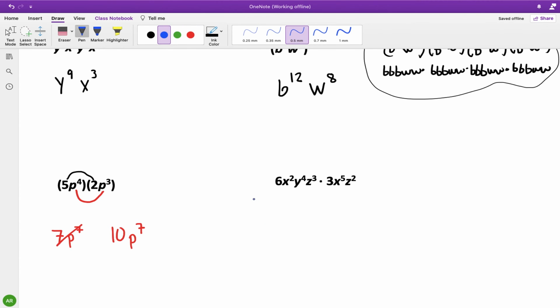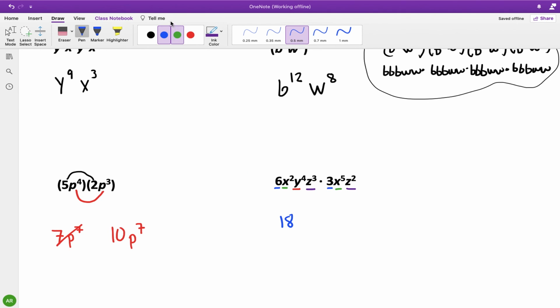All right, so this one has a lot going on. So I'm going to go ahead and just underline the things that kind of interact with each other. So the coefficients do, and then my x's are going to interact with each other. There's only one y, which is kind of convenient. And then we have a z on both sides. Okay, so I'm going to start by multiplying 3, 6, and 3. So that gives me 18.